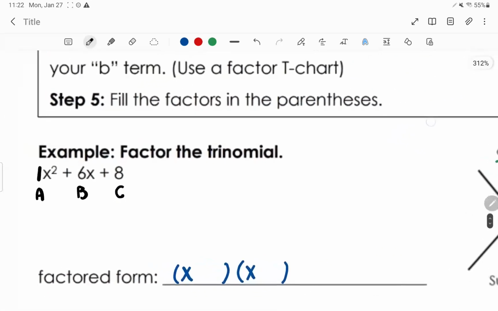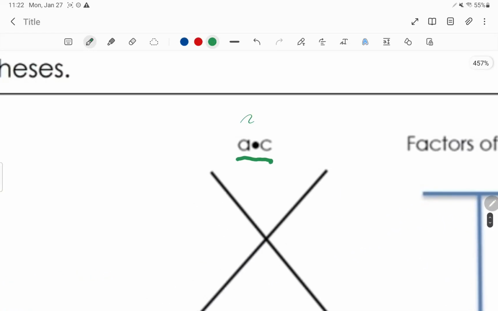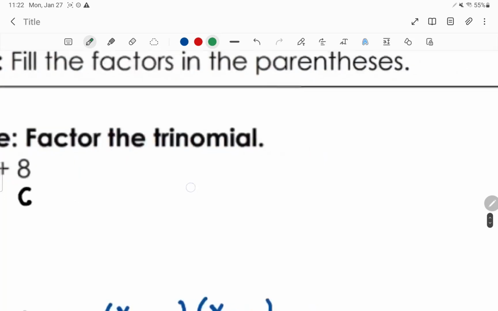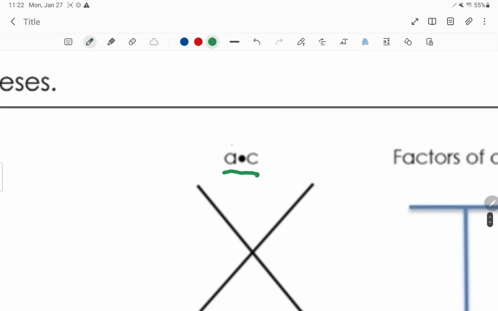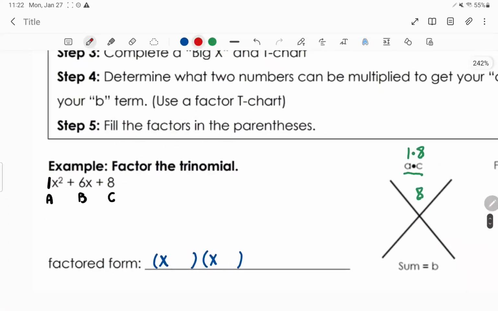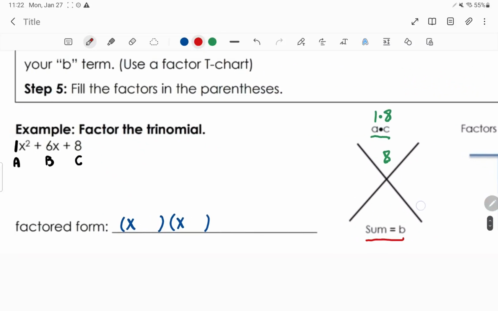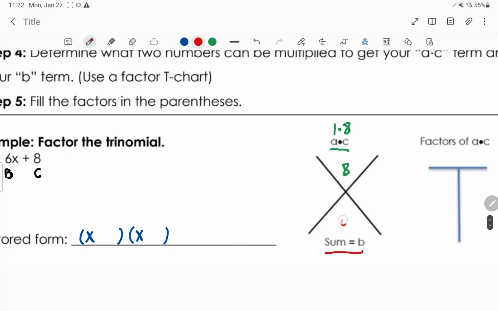So let's multiply A and C. So I'm grabbing A is 1, C is 8. So it's going to be 1 times 8 equals 8. All right. And then it's going to ask you your b. Now b goes on the bottom. So what is b? 6. All right. We're going to apply the same rules that we did before.